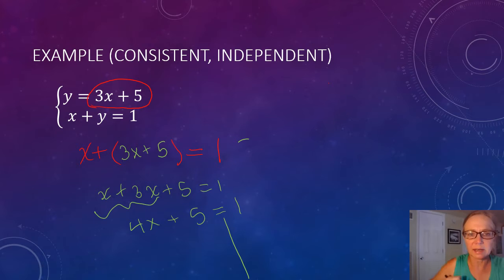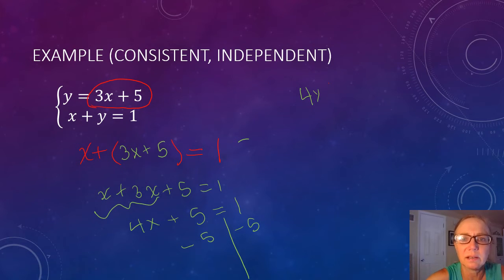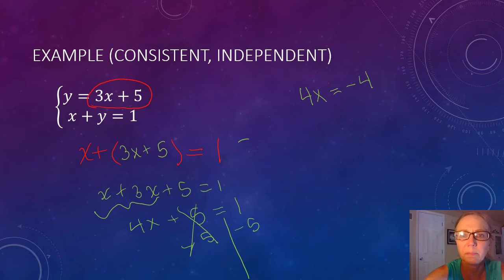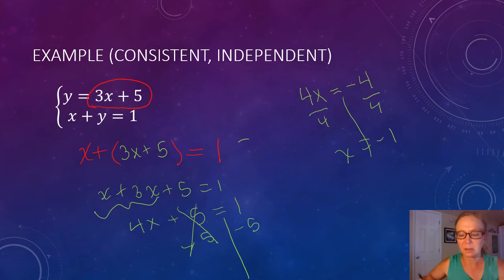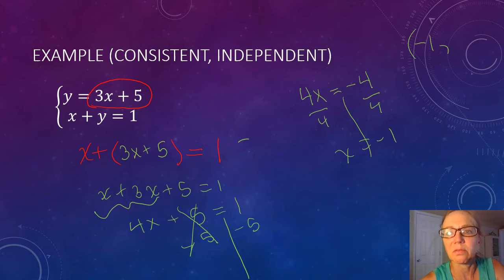Now we're going to draw a line at the equals. We're going to move the 5 by subtracting. Then we have 4x on the left equals 1 minus 5, which is negative 4. Then we divide both sides by 4 to get x by itself, and we get x equals negative 1. So we found that the x coordinate of the solution is negative 1.